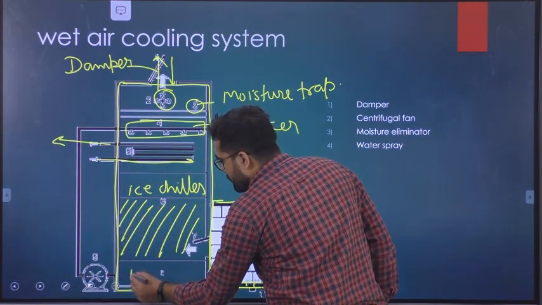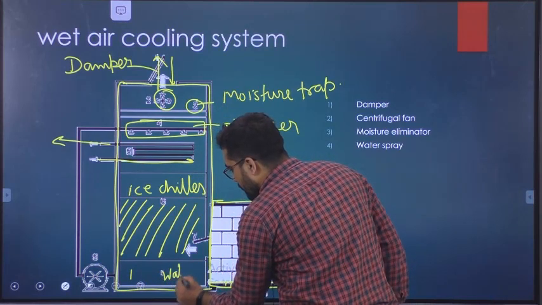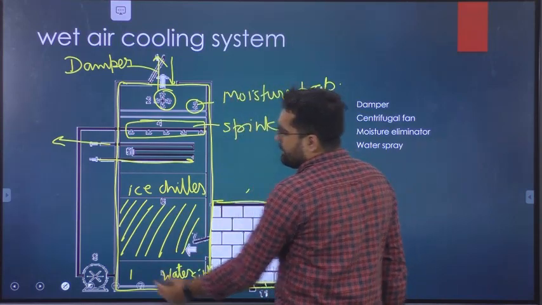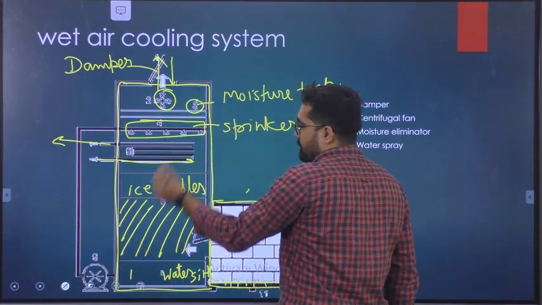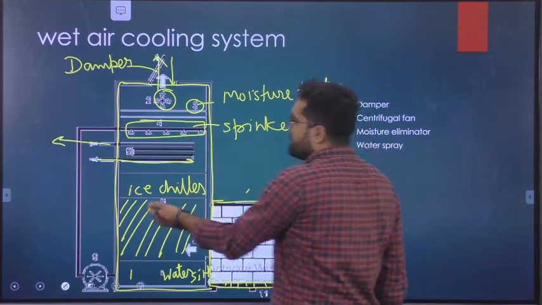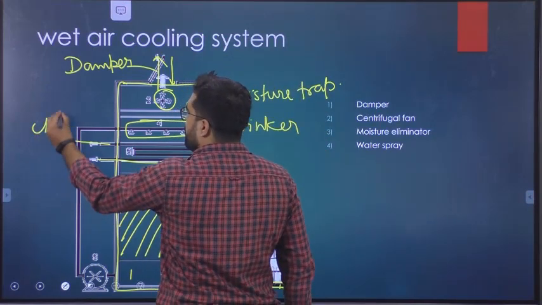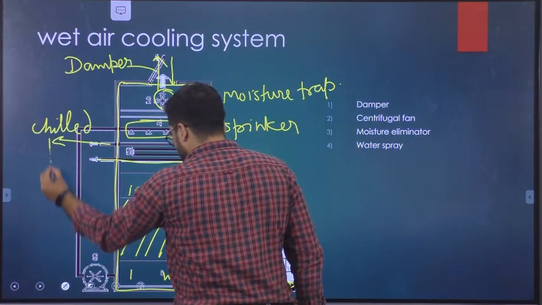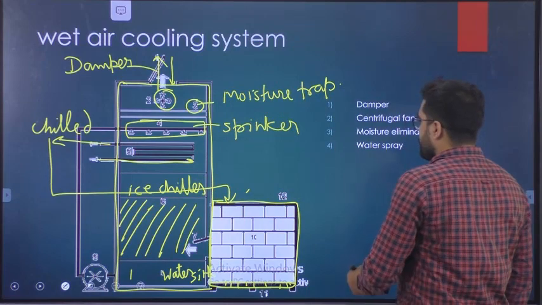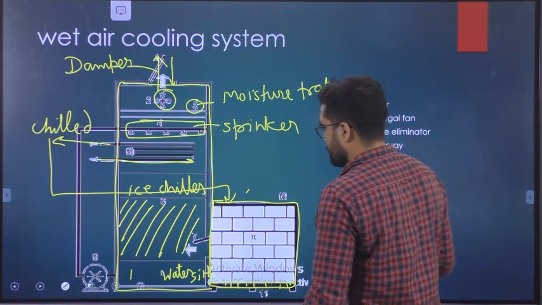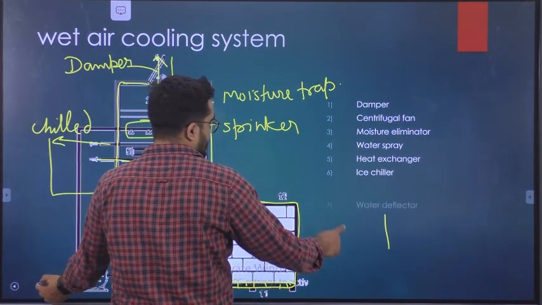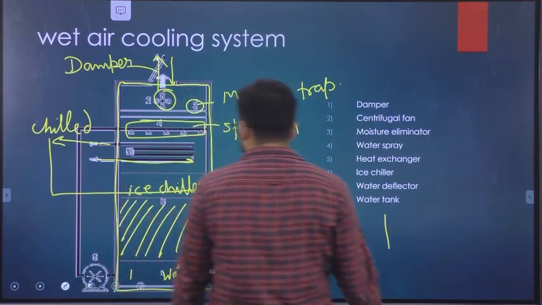We are having water sink. This iced water is melting inside the sink, and again it is pumped to the sprinklers, and the sprinkler is again reducing the air temperature, and this chilled air we are using in our system. It will come here and it will cool the system. Okay. So our heat exchanger is done, then ice chiller is done.